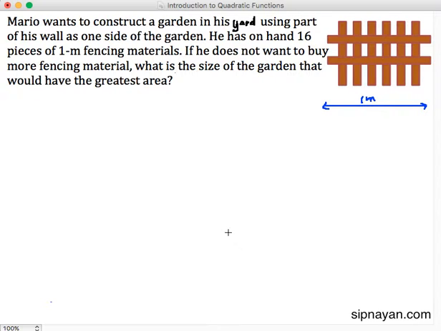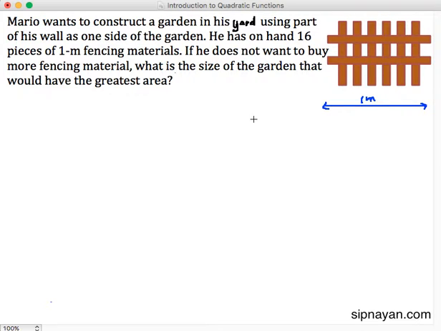So Mario wants to construct a garden in his yard using part of his wall as one side of the garden. He has on hand 16 pieces of 1 meter fencing materials. If he does not want to buy more fencing materials, what is the size of the garden that would have the greatest area?